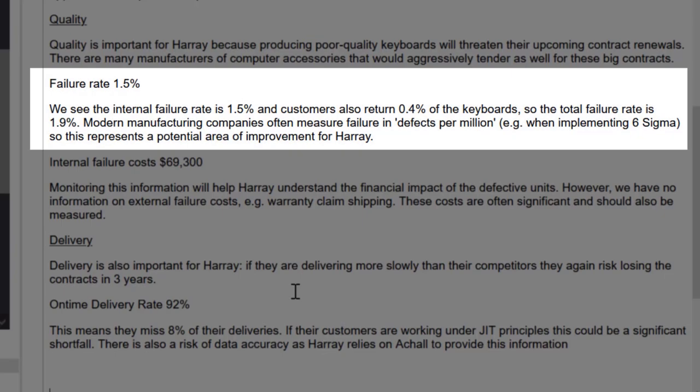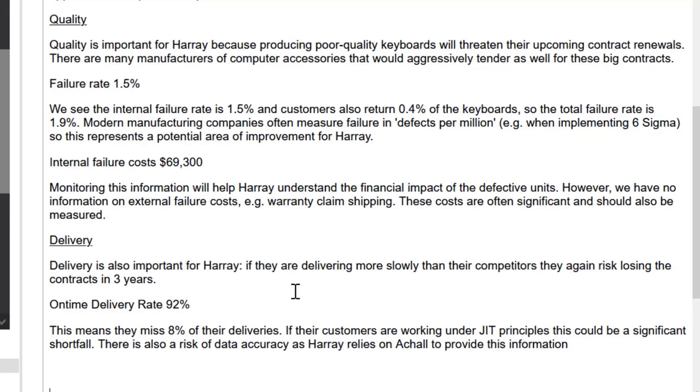Let's talk about these two metrics now. Failure rate, 1.5%. We see the internal failure rate is 1.5%, and customers also return 0.4% of the keyboards, so the total failure rate is 1.9%. Modern manufacturing companies often measure failure in defects per million. For example, when implementing Six Sigma, that's in your syllabus under the quality heading. So this represents a potential area of improvement for Harray. Once again, I'm interpreting the number and bringing it to life with some analysis linked to this company.